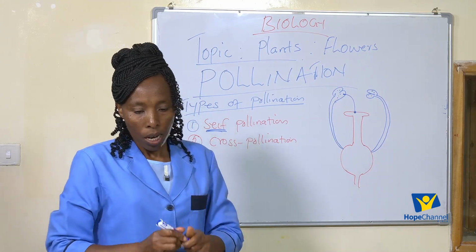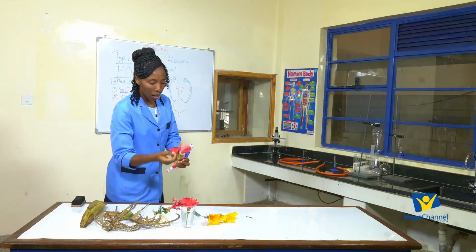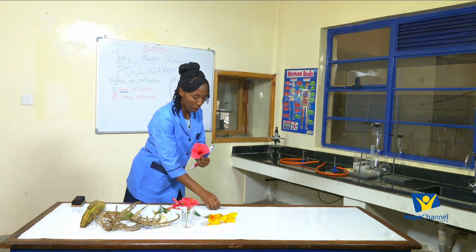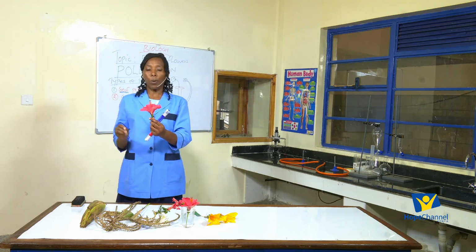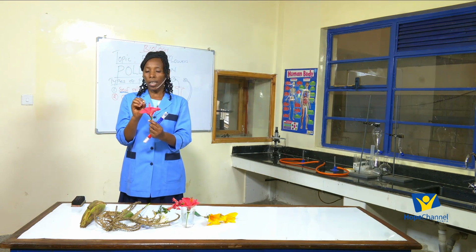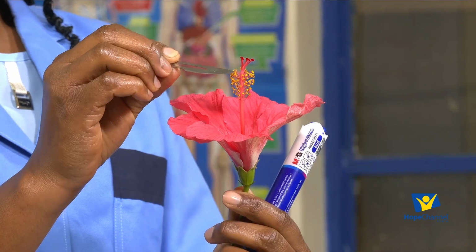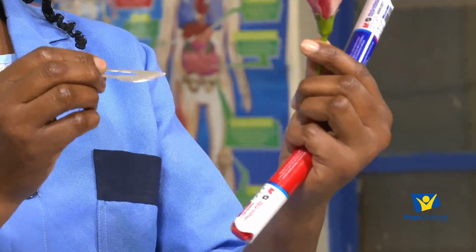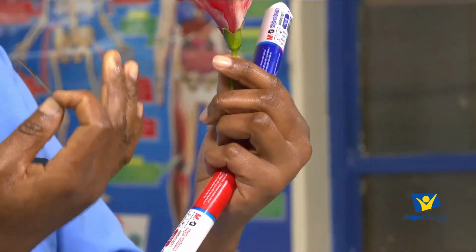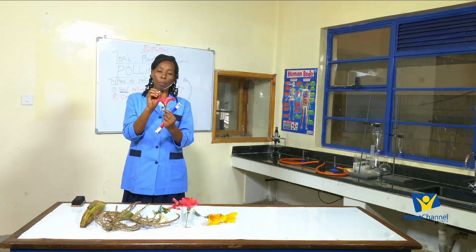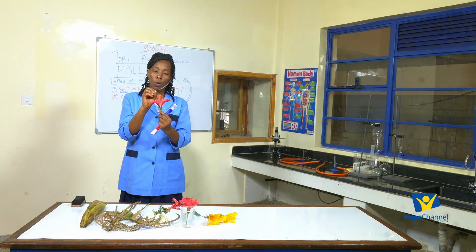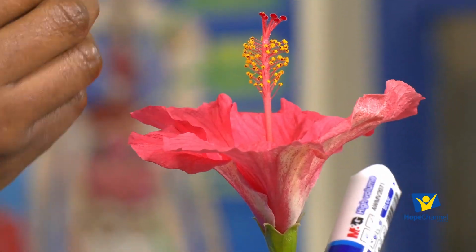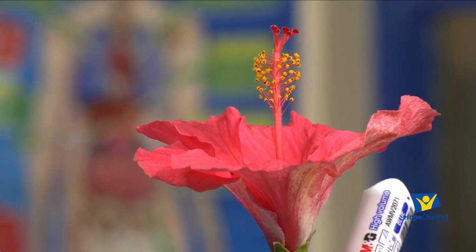For example, if I have this flower, then we are saying this flower is having self-pollination. Then we expect the pollen grains, which are here, to be transferred to the stigma of the same flower. So within this same flower, this is what we are saying self-pollination. You transfer the pollen grains from the anthers to the stigma of the same flower, of course, of the same species. So in that case, we say this is self-pollination.